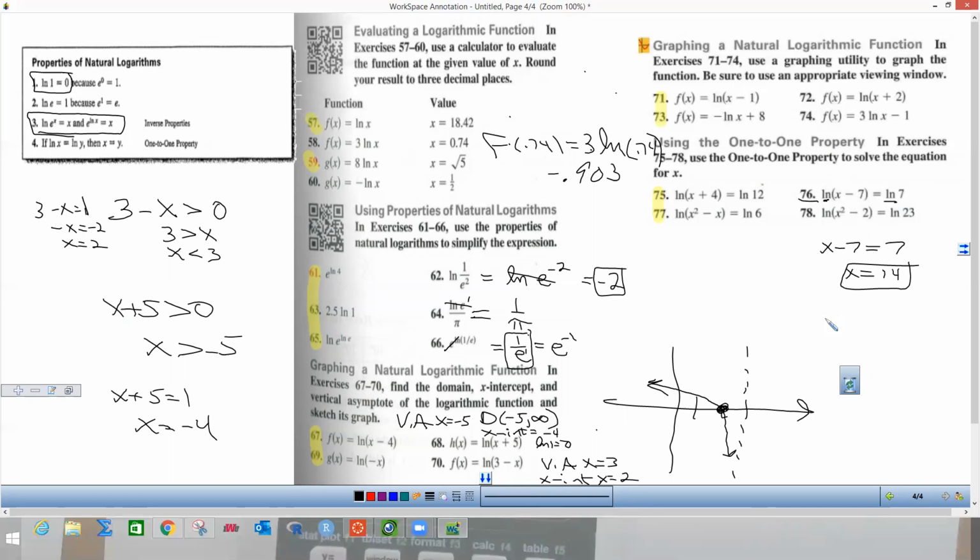Same story here with this one. You got to drop off the natural logs, and x squared minus 2 is going to equal 23. Add the 2 over, and you're going to get x squared equals 25, and then you have to square root, which means you're supposed to put a plus or minus. And I hope you all know the square root of 25 is 5. So positive negative 5 would be the answer to that one.